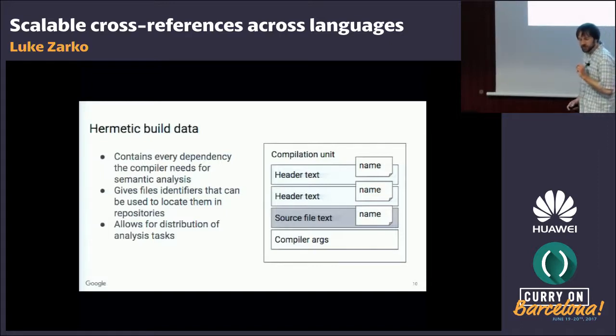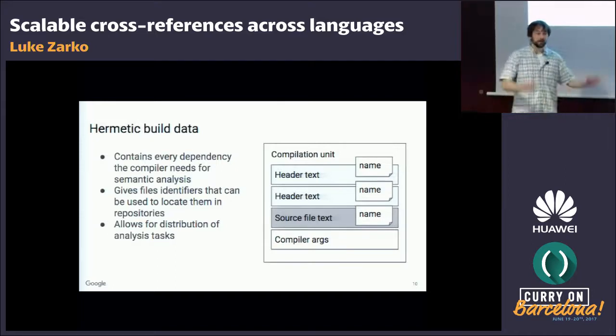Together, this allows for the distribution of analysis tasks in the following way. You might have a bunch of machines that are allowed to touch your source code, right? And a bunch of machines that are allowed to do analysis. And these aren't the same set of machines because source code is precious, right?